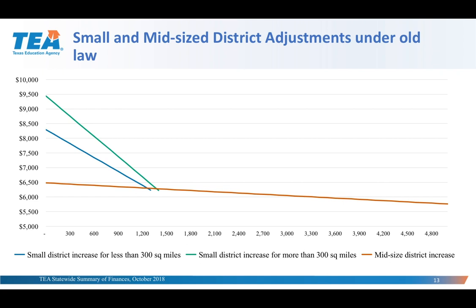The reason why you see the amounts are so much higher for smaller districts on the left side of the chart is to account for the diseconomies of scale that occur with districts with extremely small levels of enrollment, and the fact that there are certain fixed costs that cannot be spread or absorbed over large amounts of students.